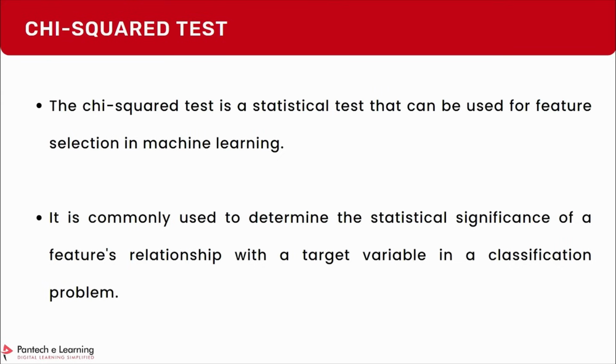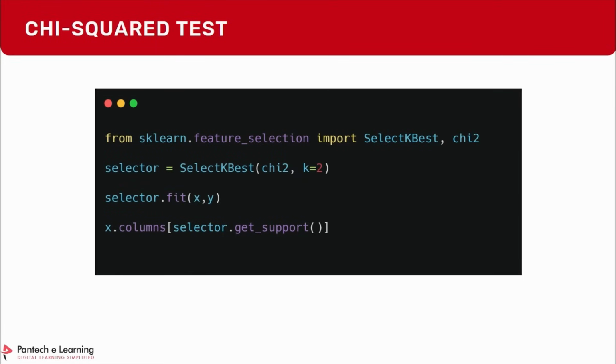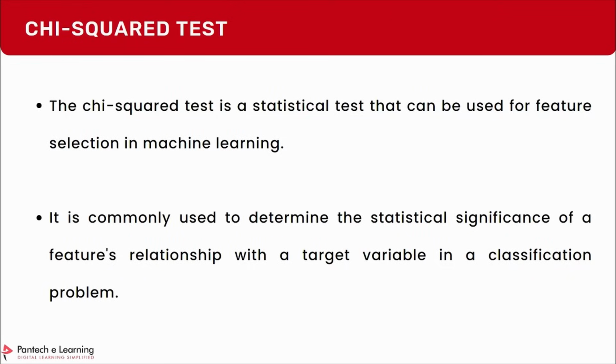So going with our chi-square test, it is a statistical test that can be used for feature selection in machine learning. It is commonly used to determine the statistical significance of a feature's relationship with a target variable in a classification problem. So it's mostly for classification. You can use this chi-square test for classification only. And this is once again a statistical test, which is going to find the relationship or significance between the feature and the target.